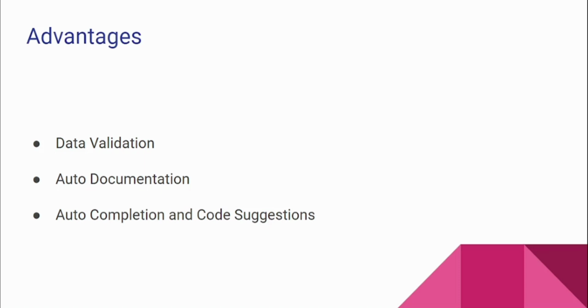Another advantage is auto completion and code suggestion. We can get code suggestions in Visual Studio Code auto completion. When we type something, it gives suggestions. Let's say from import FastAPI. Inside that FastAPI we have multiple functions and multiple packages. They can be automatically suggested to us very easily. These are the three advantages of using FastAPI.